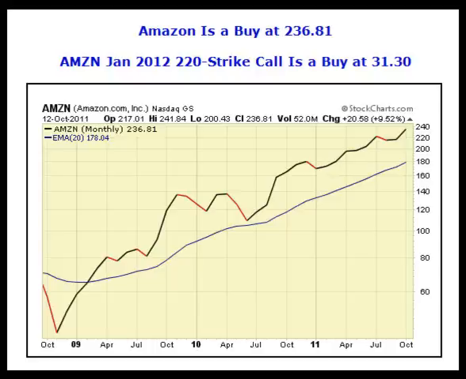and it's a buy at the current price where it closed today at $236.81. Or if the stock price is too high, the Amazon January 2012 220 strike call is currently trading at 31.30. So after checking the fundamentals, I then check the price trend, and we can see that both the fundamentals and the price trend for Amazon is very strong, and the stock is a buy at this point.